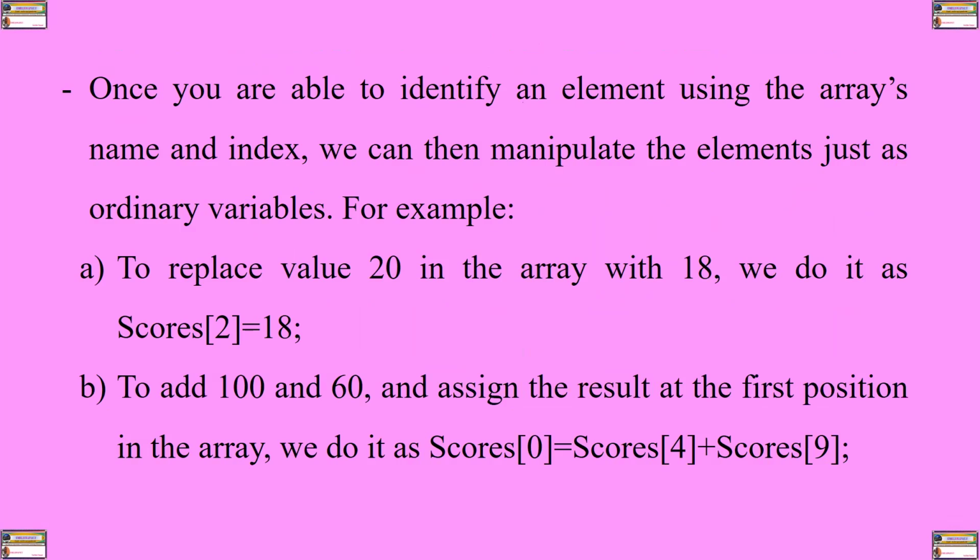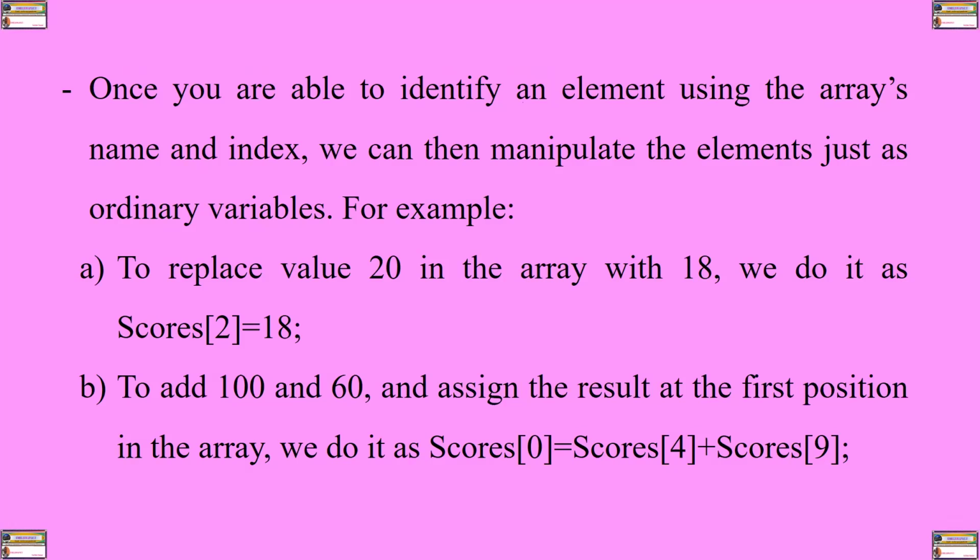If we want to add, for example, value 100 and value 60 in the array, and assign the result, for example, at the first position in the array, you do it as follows. Remember, the first position where you want to assign the value is index 0, and the name of the array which contains these values is scores. So you write it as follows: scores[0] = scores[4] + scores[9].